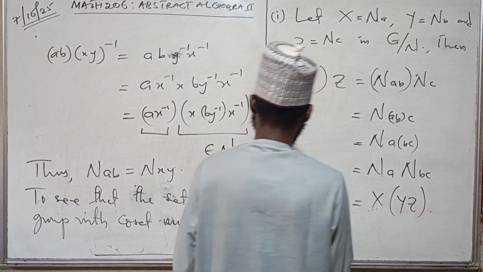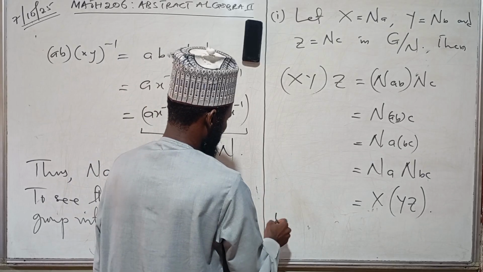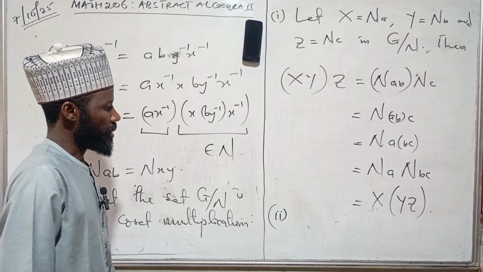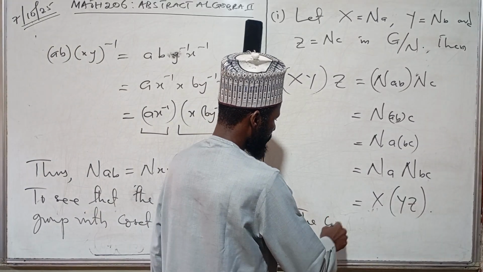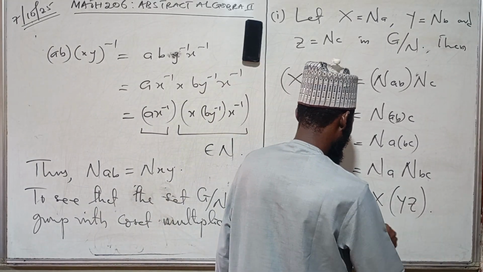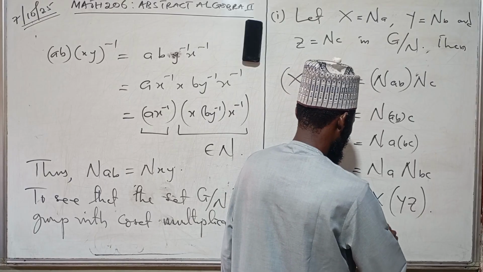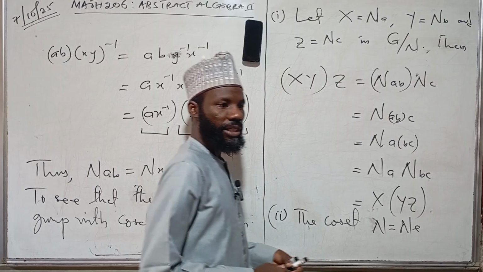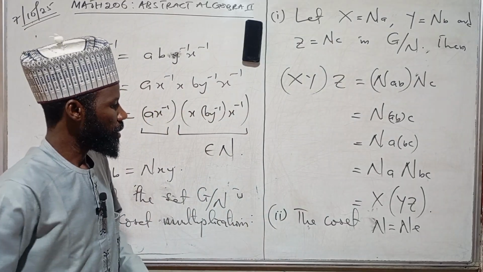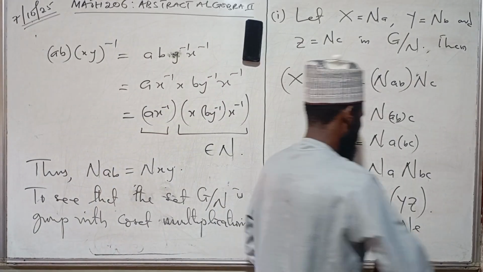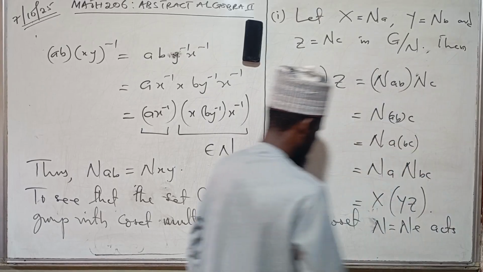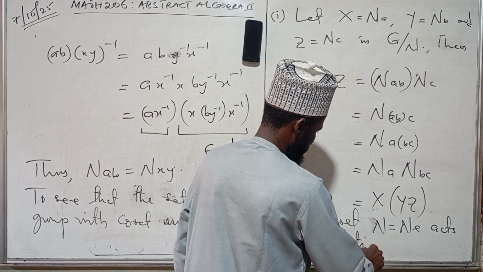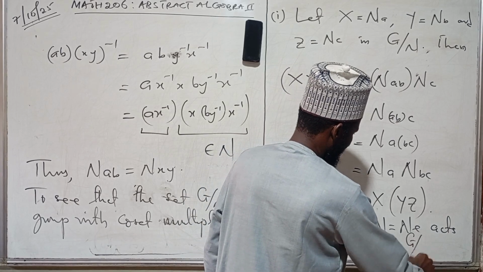It's indeed associative. Then the next is to see that there is an identity element existing. So the coset N, which is equal to Ne. The normal subgroup itself is already a coset, and that's the coset generated by the identity. It is the one that will act as the identity in G by N.